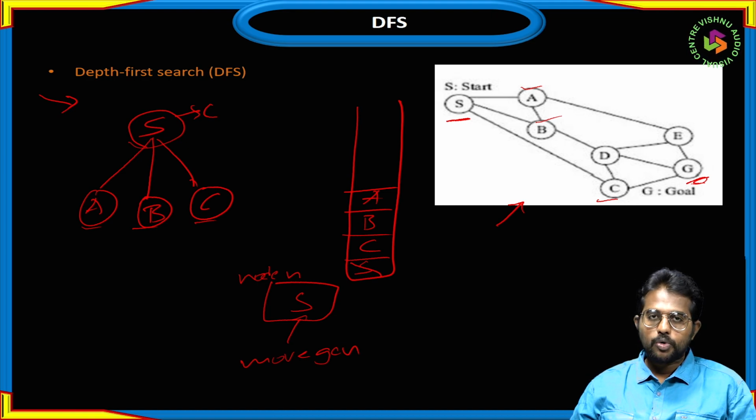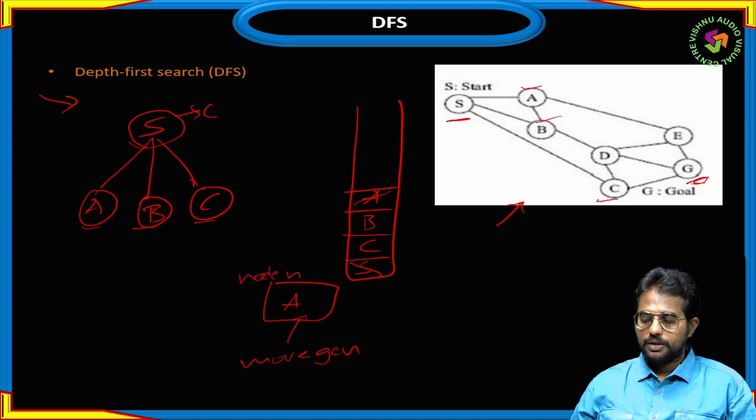Now again I am going to check the while condition. The while condition is whether the goal node is reached. The goal node is not reached. The next condition is whether the stack is empty. The stack is also not empty, so I will apply the pop operation. By applying the pop operation, A will be deleted from the stack and it will be stored in node n.